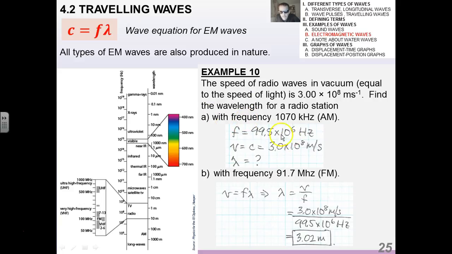Actually, it looks like I didn't solve this problem right here. It looks like I set it up. 91.7 megahertz, let's just do this one. It looks like the wavelength is about 3.02 meters, and you can figure out the wavelength for the AM station. It's a very simple application of c over f. I have actually here v, but you could use v or c for the speed of light if you want to.